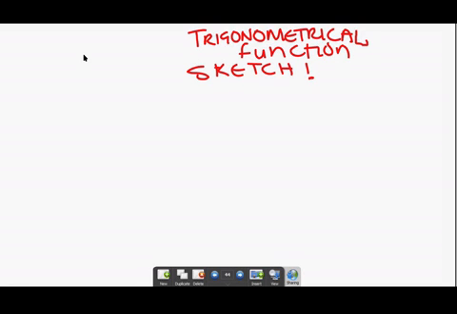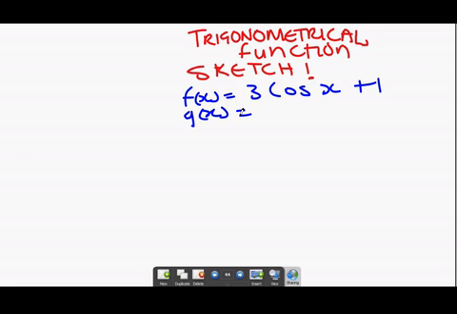So here we are supposed to sketch a trigonometrical function, and let's say we've been given a function, and our function in this case is f of x is equal to 3 cos x plus 1. Now whenever they give you a trigonometrical function to sketch, normally they give them to you in pairs, so sometimes they can give you g of x also is equal to sine 2x, like that.